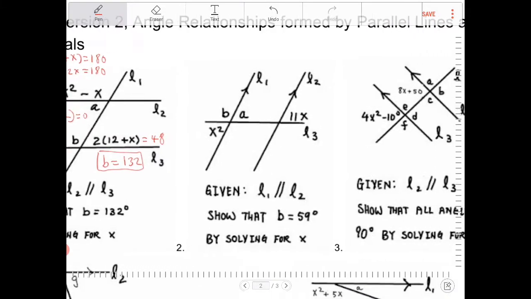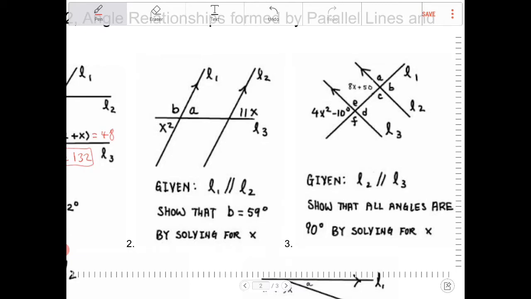Let's take a look at the next problem. So very similar. Again, I have two lines parallel cut by a transversal, and it says to solve for x to then show that B is equal to 59. So I know that A and x squared are vertical angles, so therefore A must equal x squared. And I know that A and 11x are corresponding, so therefore x squared will equal 11x. If I work with the quadratic by bringing everything over to one side, I can then factor out a common factor of x, leaving me with x times x minus 11 is equal to 0.